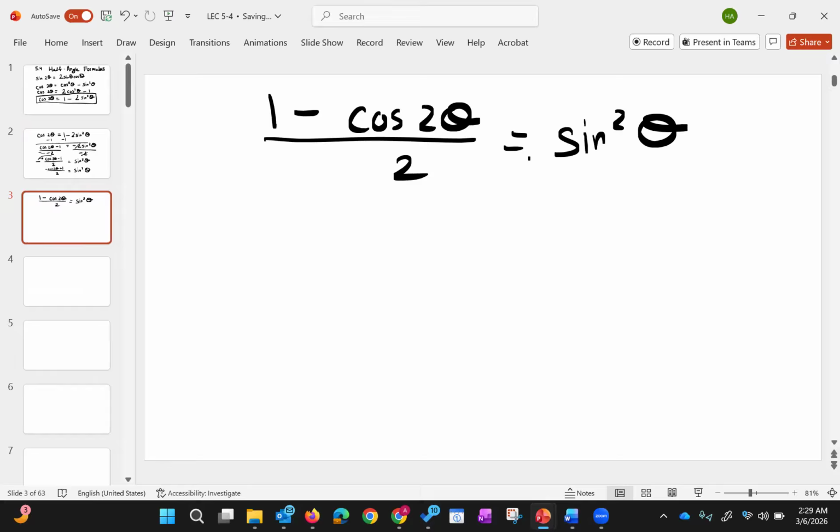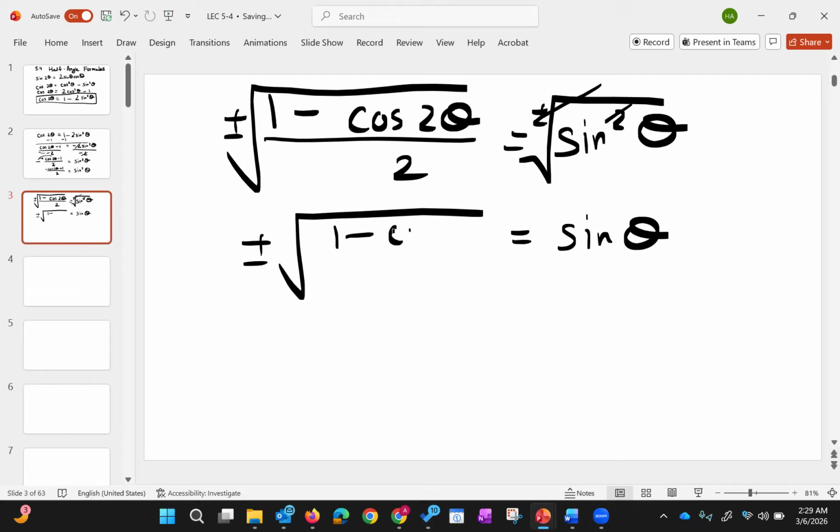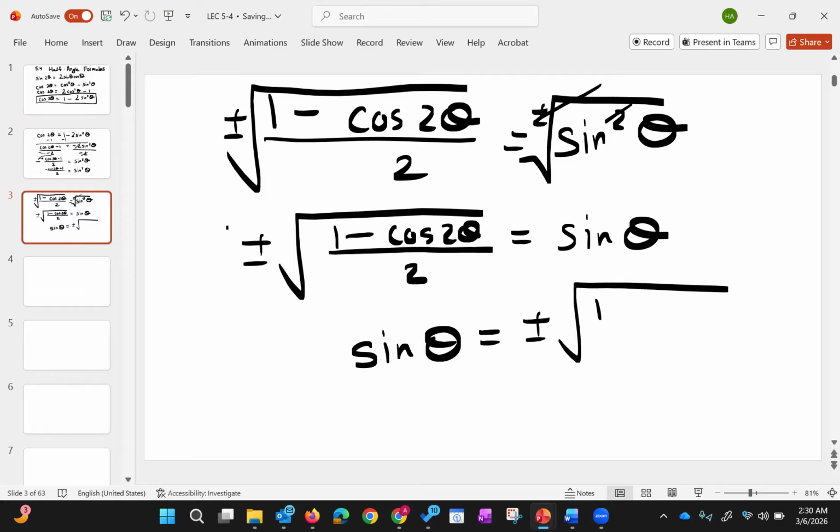So guess what I'm going to do? I'm going to take the square root of this side, plus or minus, and the square root of this side, plus or minus. Because remember, whenever we take the square root of both sides of an equation, we have to put the plus and minus here. And this little square root and this little square cancel. So now we're left with sine by itself, and we're left with this one exactly the way it is right now, cosine 2 theta over 2. Let's switch it around. So sine theta is equal to plus or minus the square root of 1 minus cosine 2 theta over 2.